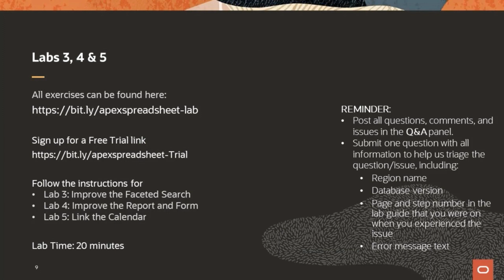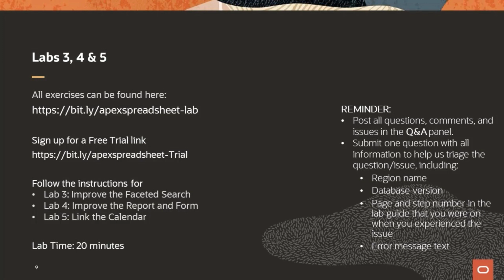Welcome back. In this lab, we'll focus on making some enhancements to the Apex app you just created. Please follow the instructions in the bit.ly link for Labs 3, 4, and 5. During these labs, you will make some changes to the faceted search, the report and form, and create a link from the calendar to your details page. Just a reminder, post any questions in the Q&A and one of our panelists will answer. This exercise should take you about 20 minutes, so we'll see you back here in 20.